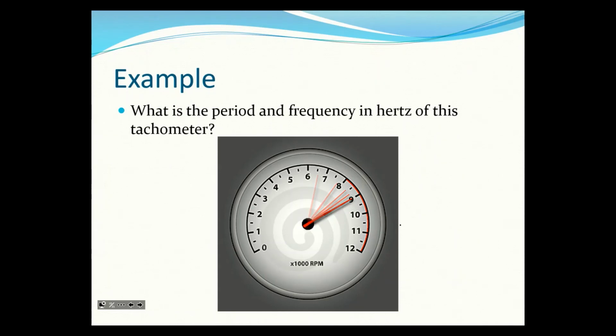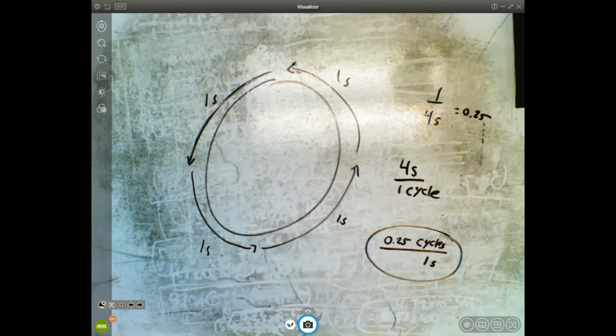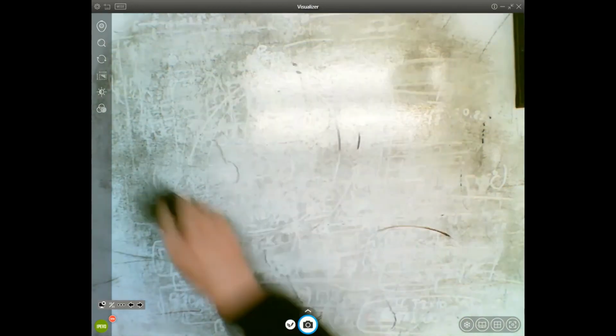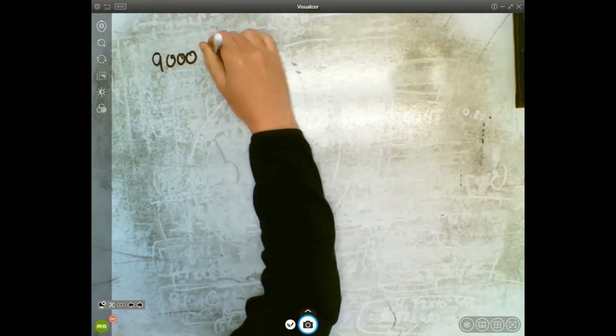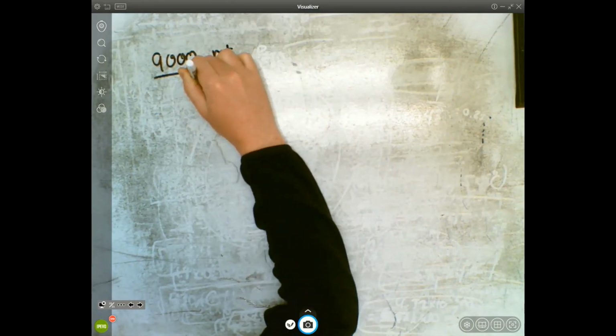Okay, what is the period and frequency of this in hertz on the tachometer? So a tachometer tells you how many revolutions per minute or rotations per minute that your car does. And you can see that it's 9,000 because it times it by 1,000. So it's 9,000 revolutions or rotations per minute. So your tachometer is giving you a frequency because time is on the bottom. It's 9,000, we'll say, rotations per 1 minute. And anytime the time is on the bottom, it's a frequency.